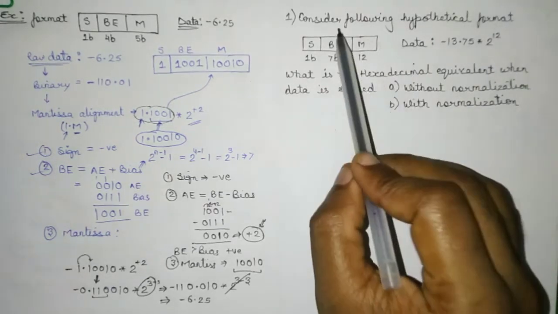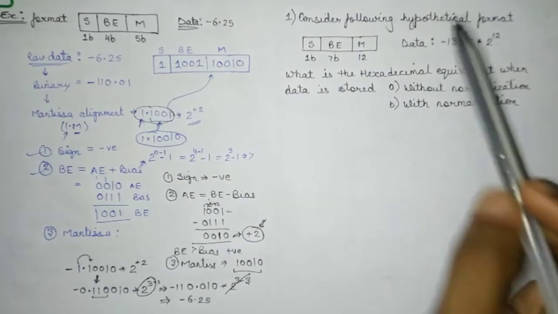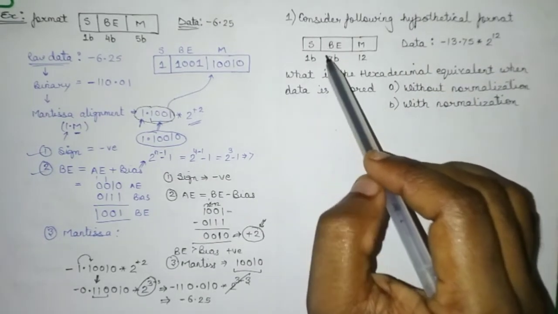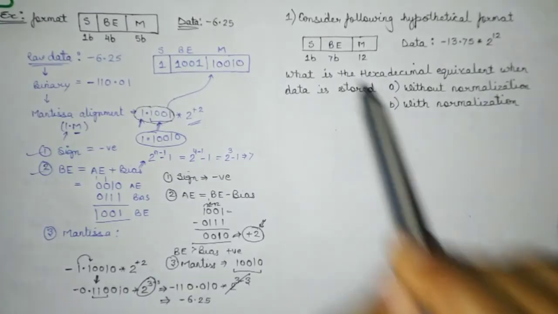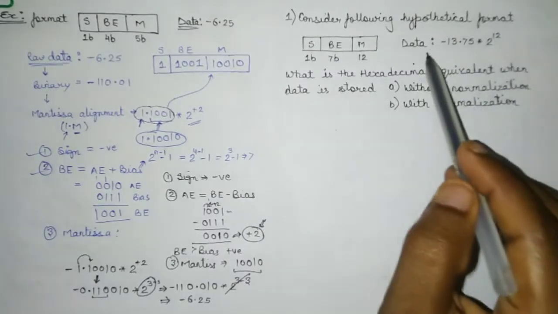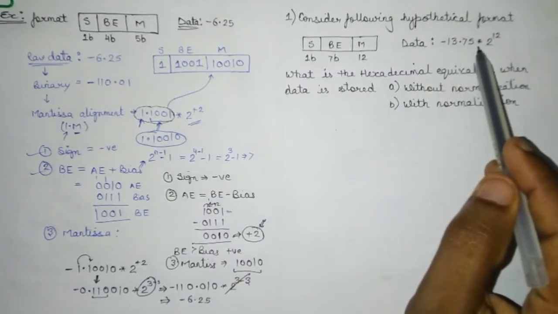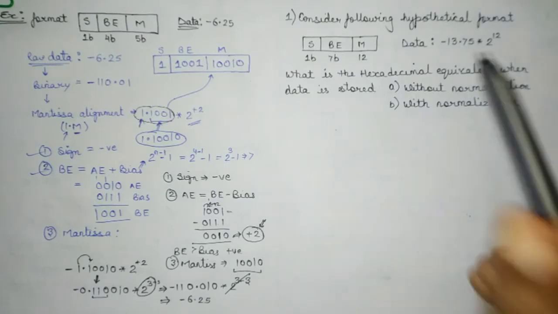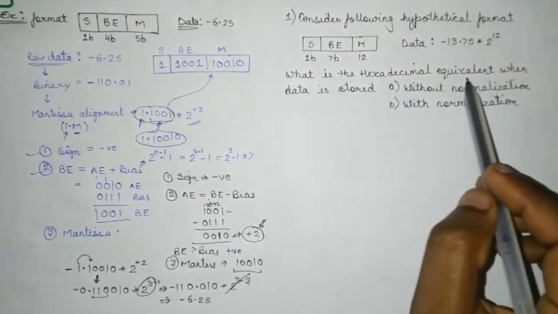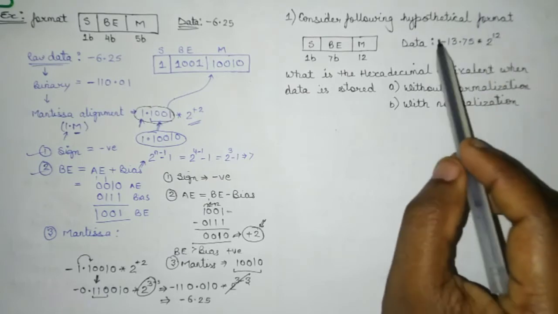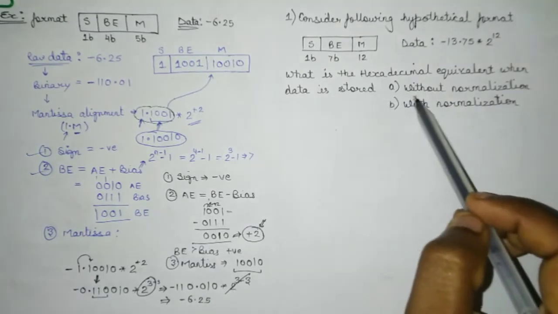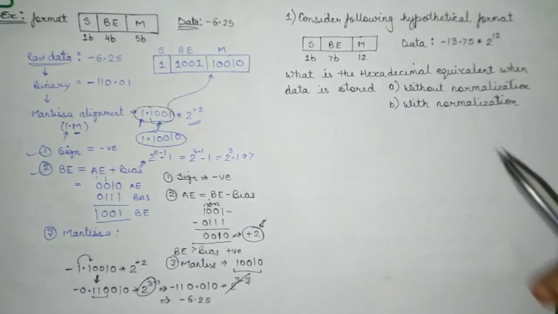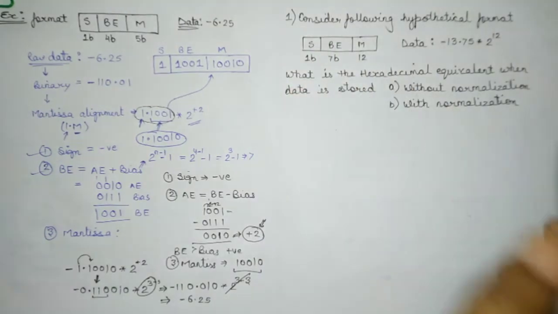See, this is a question. Consider the following hypothetical format, where sign is 1 bit, biased exponent is 7 bits, and mantissa is 12 bits. Sorry, these are all in bits, not bytes. The data is given as minus 13.75 into 2 to the power 12. They are asking for the hexadecimal equivalent of this data when it is stored: A, without normalization, and B, with normalization. So there are two questions inside this one question. These kinds of questions are very important for your exam.